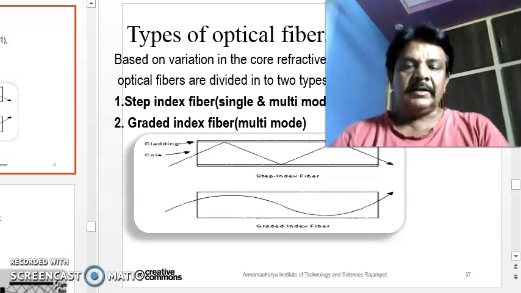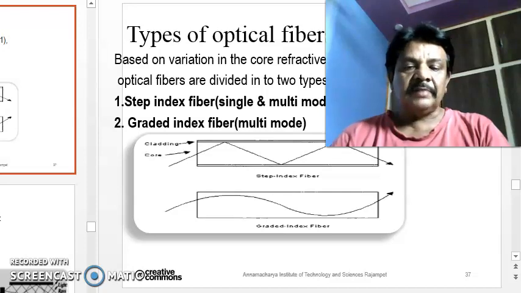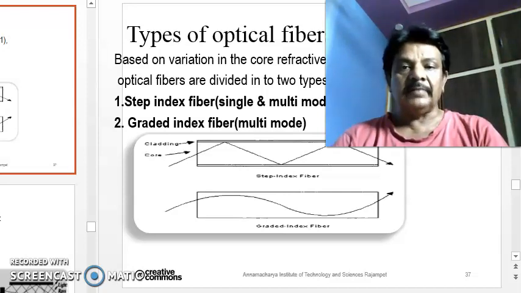Hi, let us continue the types of optical fibers. There are two types of optical fibers based on the refractive index profile of a core. The first type is a step index optical fiber. The second one is a graded index optical fiber. The optical fiber whose core refractive index changes in a step manner is called a step index optical fiber. When the refractive index of the core changes gradually, it is called a gradient index optical fiber.